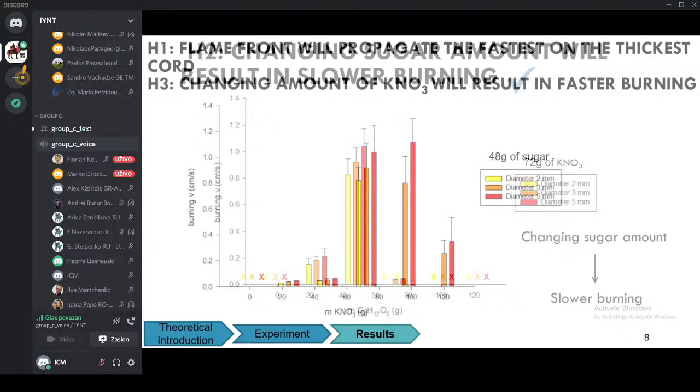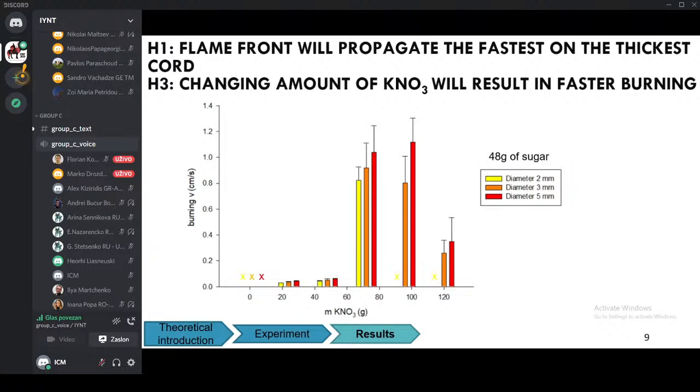This graph shows burning speed versus mass of potassium nitrate in the fuse, with 48 grams of sugar. We can again see that there is no burning in fuses with no sugar or no potassium nitrate. Fuses with too much potassium nitrate, 120 grams, had too much potassium nitrate compared to sugar. The core almost immediately burned out and did not transfer enough heat. With this graph, I conclude that a thicker cord will burn faster, confirming another hypothesis. Also, we can confirm the hypothesis that more potassium nitrate results in faster burning to a certain extent.